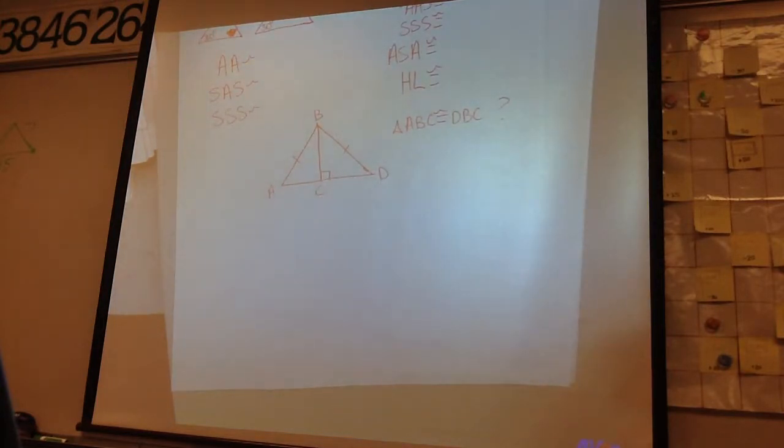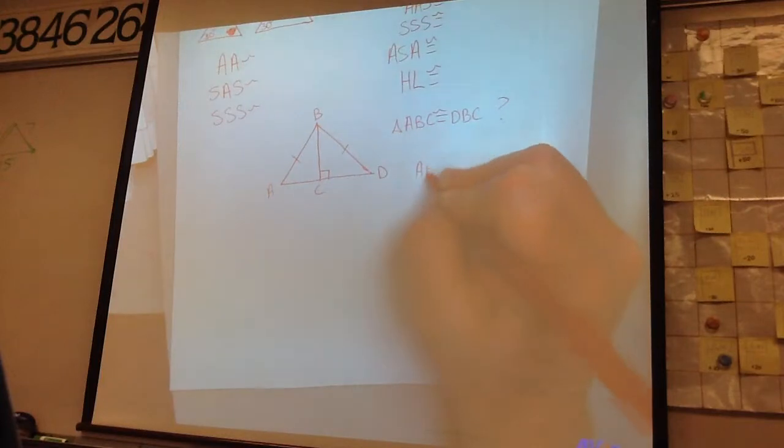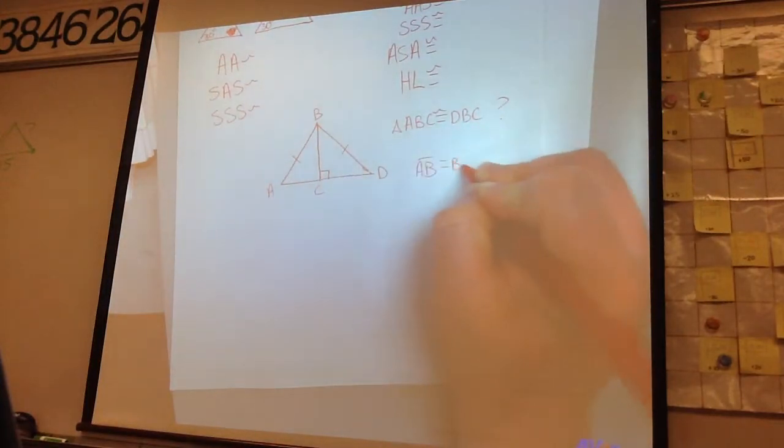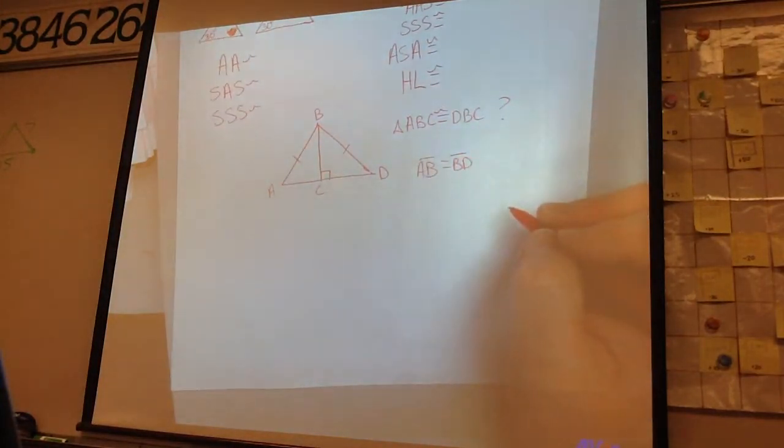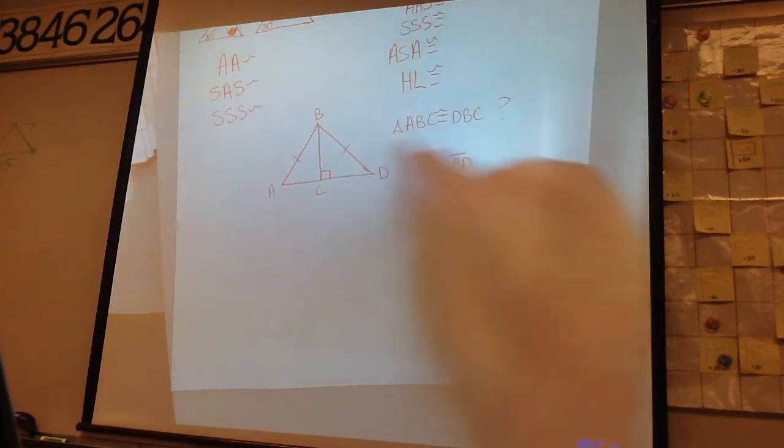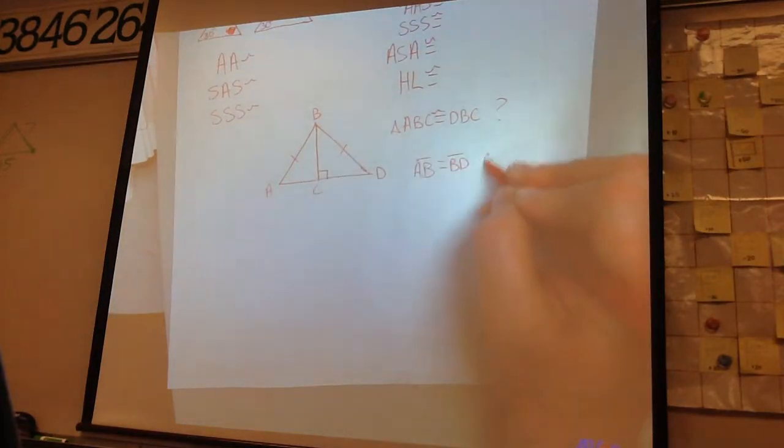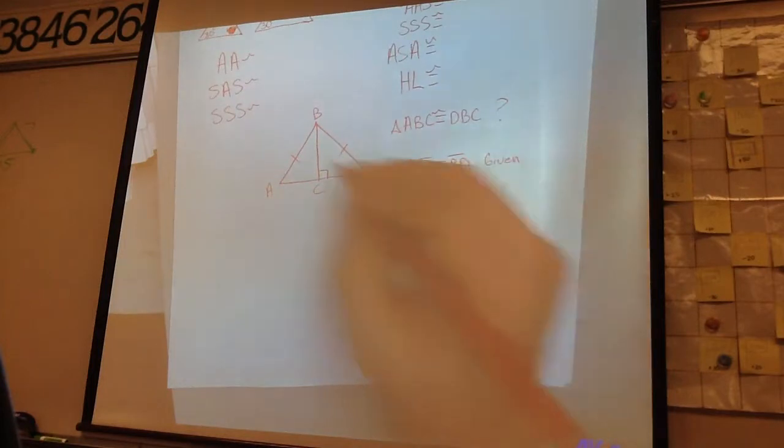Yes. How? Because the sides are the same and the angles are the same. AB equals BD. How did you know that? Given. It was given to you. It's right there. It says this side equals this side. BC equals BC.